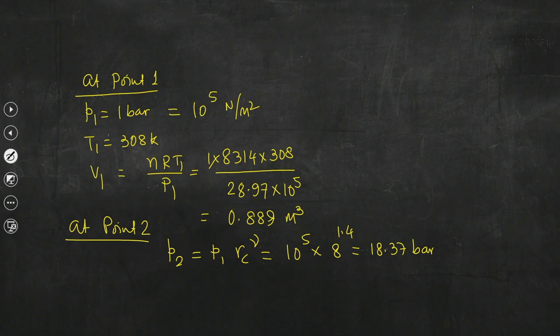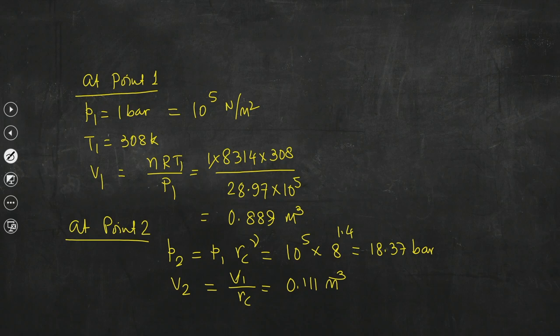We also need to calculate V2. V2 is very straightforward, because V1 by V2 equals RC. So V2 equals V1 by RC, and if we calculate it, it comes as 0.111 meter cube, because V1 you have already calculated, that is 0.889 meter cube, divided by RC, that is 8.